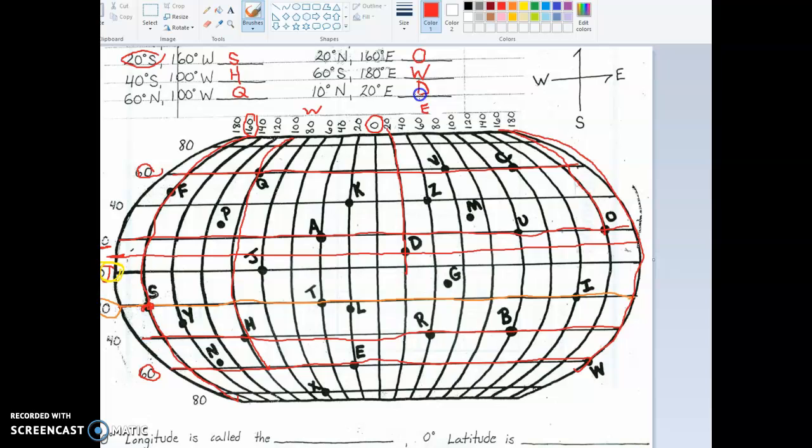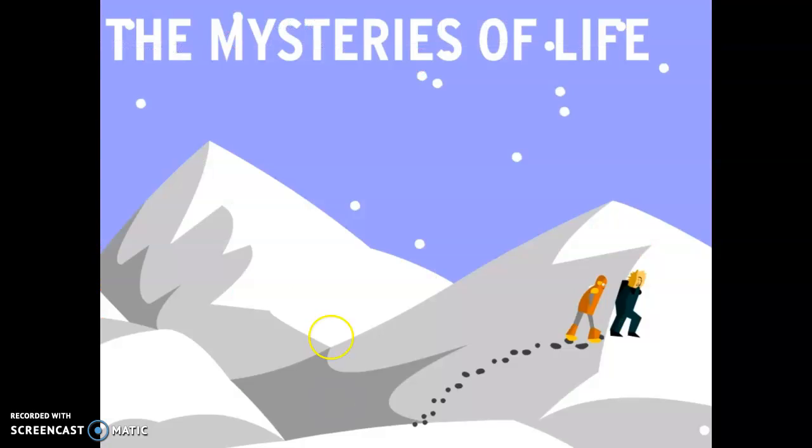So we'll use this map a little bit more for some practice on another sheet that we'll do here in a second. But we'll finish our video today with a little video.